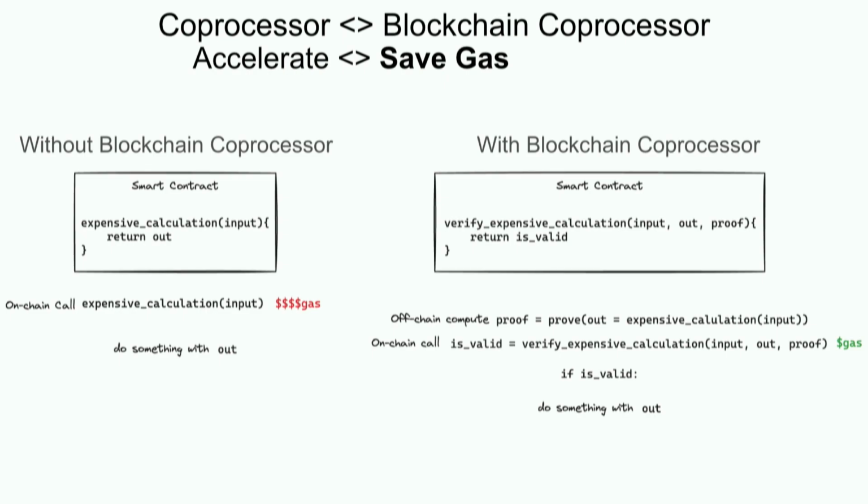So kind of the flow: off chain, you have your prove. So your prove is proving that your output equals this expensive calculation on your input. You get your proof. Then on chain, you run verify expensive calculation on your input, your output, and including your proof. And then if it returns is valid, do something with it. So you get the same result. You still get to do something with your output, but you get to save big on gas by doing this expensive calculation off-chain and then proving it somehow.